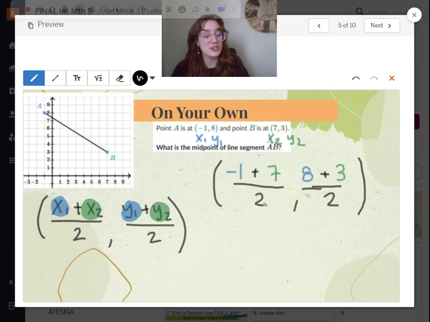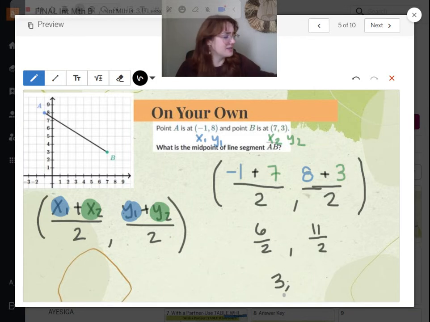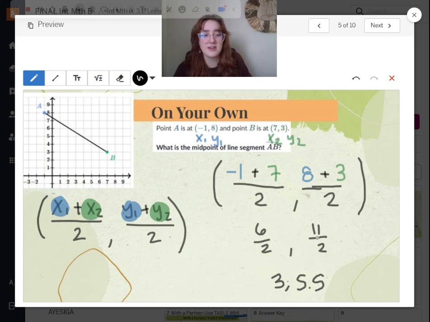All right, so let's check. Again, you will have a calculator by the time you're watching this video. This should be 6 halves, and 8 plus 3 is 11 halves. 6 divided by 2 is 3, and 11 halves is almost 6. That's going to be 5.5. Yeah, 5.5. Okay, so I'm just going to double check. Yeah, 5.5. All right, so this is our midpoint.